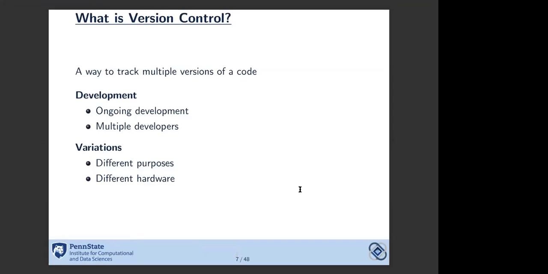Okay, so our first item that we're going to talk about is version control. So what is version control? You can think of version control as a way to track multiple versions of a particular code.